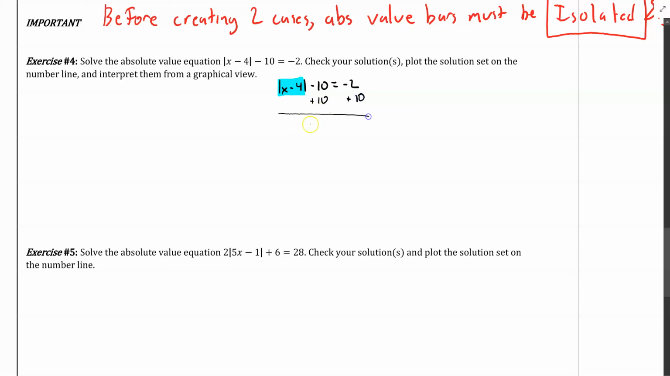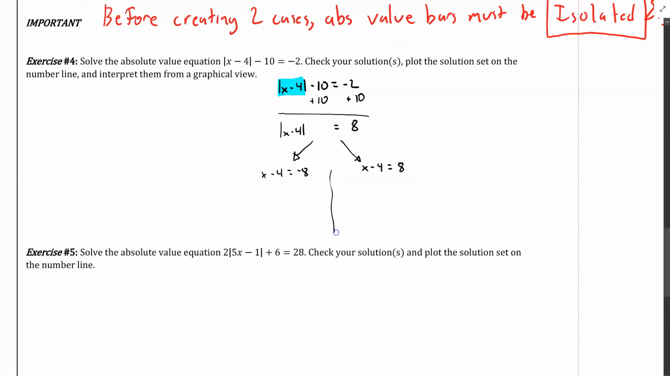Doing that gives us the absolute value of x minus 4 equals 8. And now that the bars are by themselves, we can consider the two cases. We'll consider the negative case, and we'll consider the positive case. It's the splitting into two cases that allows us to, quote, lose the absolute value bars.